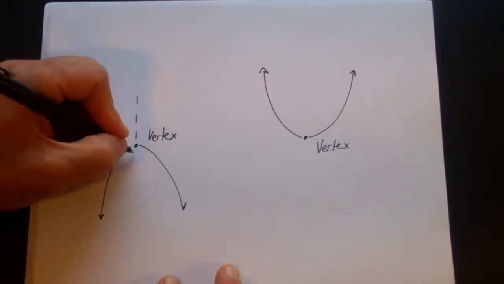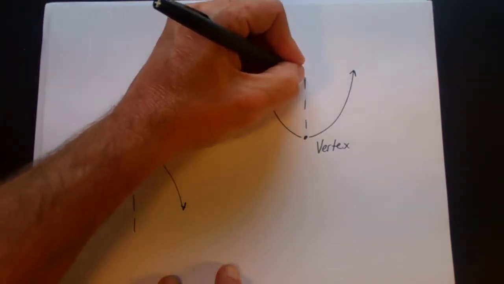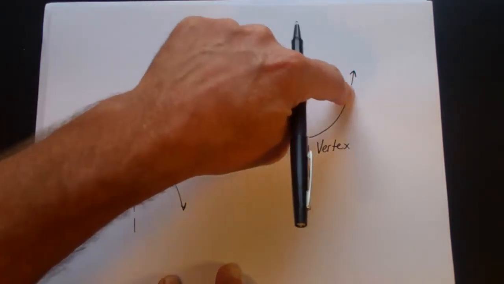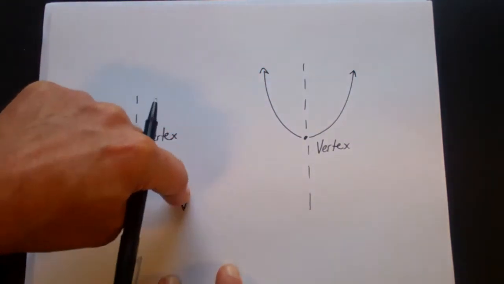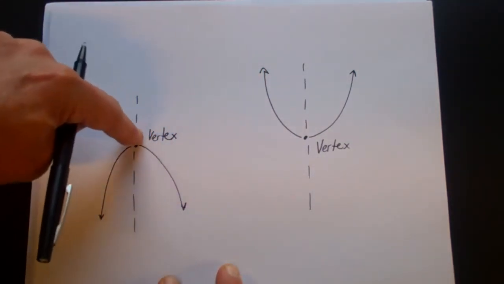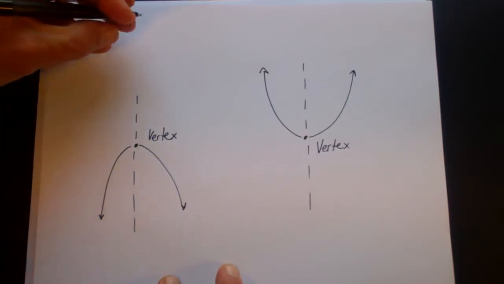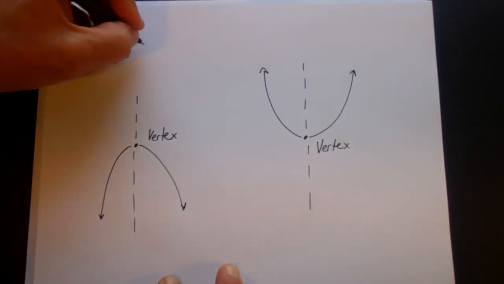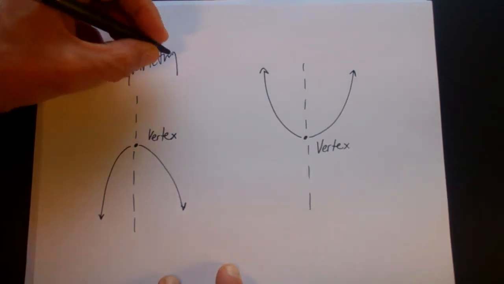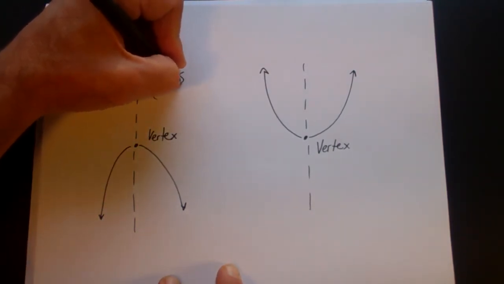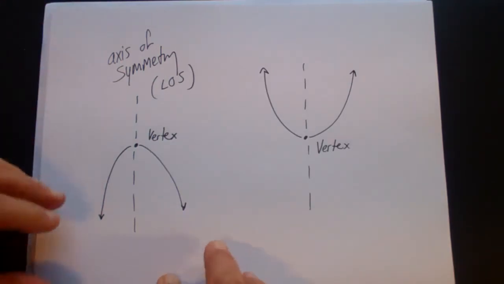In fact, you can imagine an imaginary line going through the vertex acting as a mirror. So this part of the parabola will look identical to this part. This half of the parabola will look identical to this half. And that we call the axis of symmetry, or later it could be called the line of symmetry. Sometimes in calculus we'll just abbreviate LOS for line of symmetry.